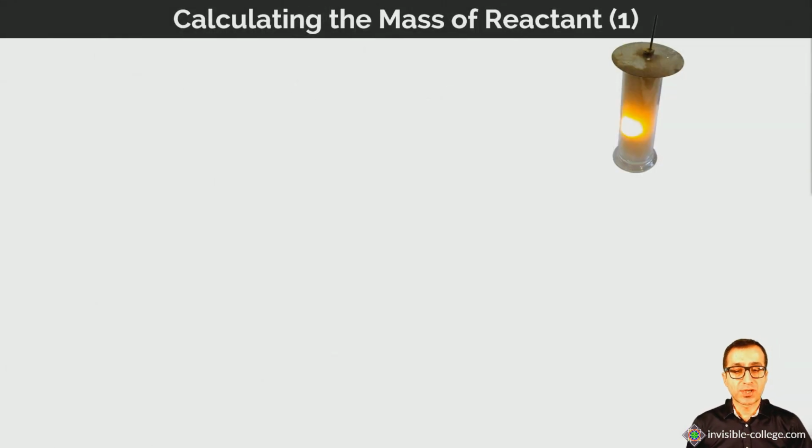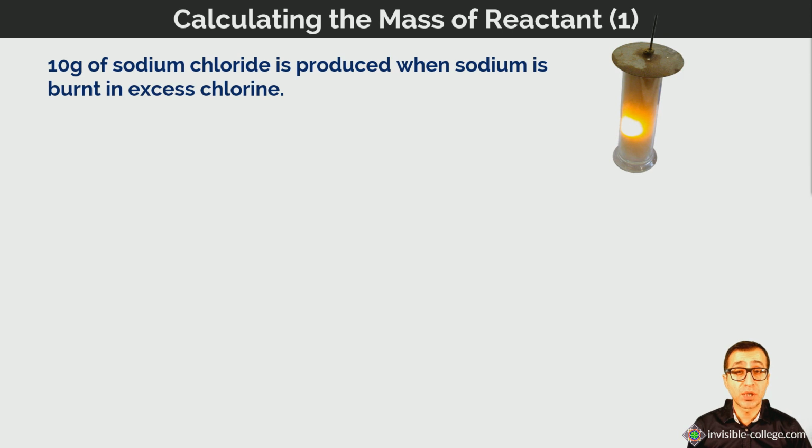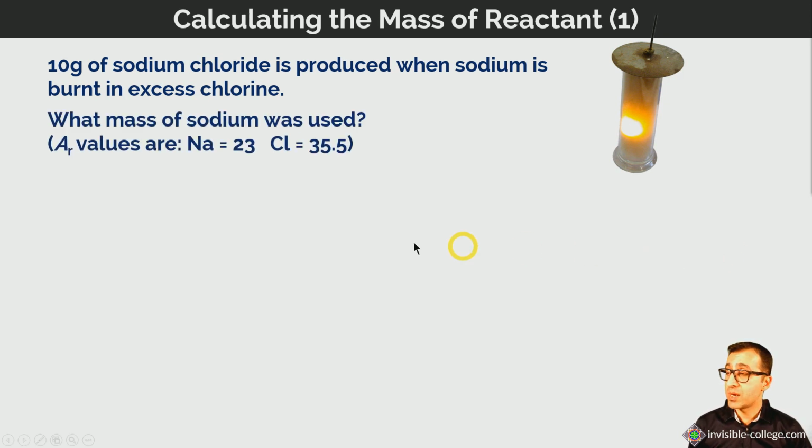So we've been talking about concentrations and we've been talking about gases. We're going to come back to those a little bit later on, but now let's take a look at how we would go about calculating masses of reactants and products in a very basic way that we've already seen, and then later on we're going to be looking at some more typical examples that you might find in exam questions. So if we imagine that 10 grams of sodium chloride is produced when sodium reacts with excess chlorine, what would be the mass of sodium that was used to form this 10 grams of sodium chloride? So here we have the relative atomic masses of sodium and chlorine.